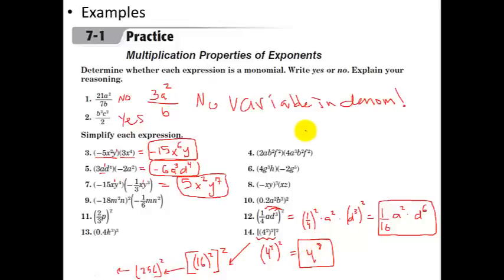So this will be it for section 7.1, multiplication properties and powers of powers. Remember that keep the base the same, add the exponent, and move all the coefficients to the front. And we'll continue on with more exponent rules in the next section.